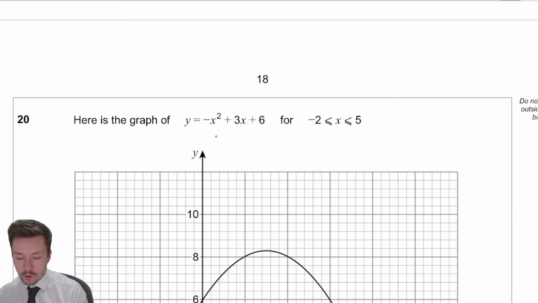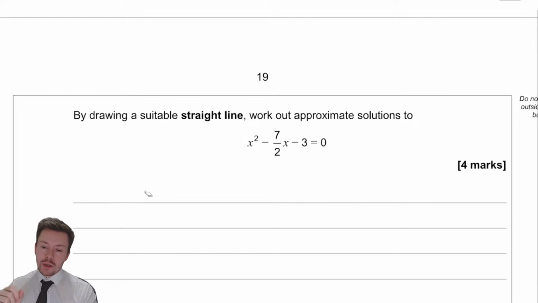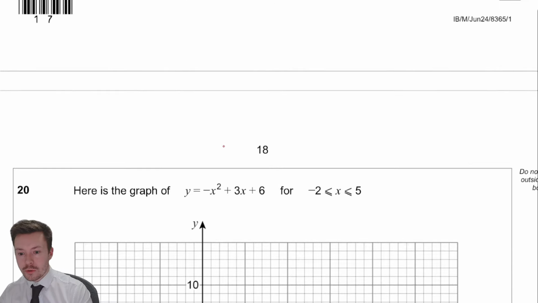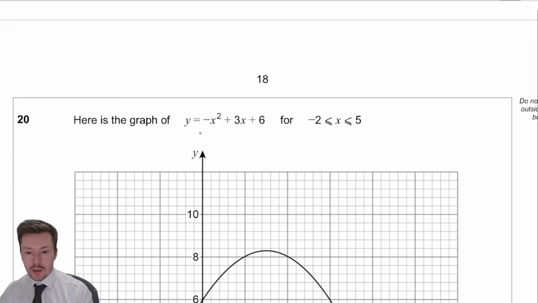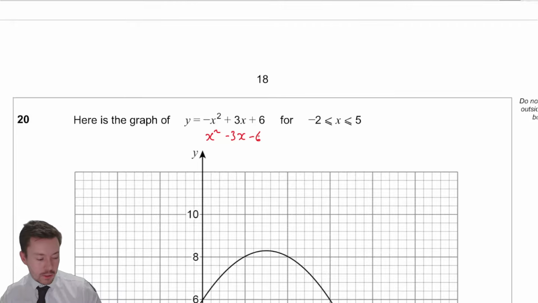Now, what I'm going to quickly do, and this isn't the easiest one to work out and could quite easily go wrong, because this is negative x squared and this is positive x squared. Now, basically what I'm going to do is I'm going to put this x squared on the other side of the equals, and then it will become negative. But if I do that, I need to do it with everything else. So I'd change the signs of everything. I'm going to have x squared minus 3x minus 6.